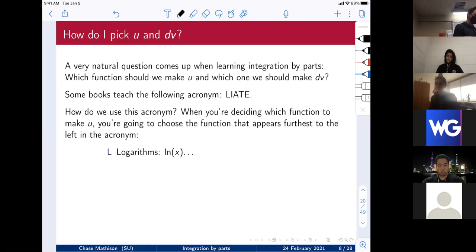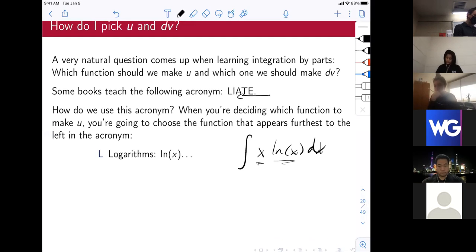So if there's an integral like the integral of x times the natural log of x dx, well, I have two possibilities for u, right? I could choose u to be x, or I could choose u to be natural log of x. Natural log of x appears furthest to the left in LIATE. So I would choose u to be natural log of x and dv to be x dx, and go from there. We're actually going to do this example after this page.